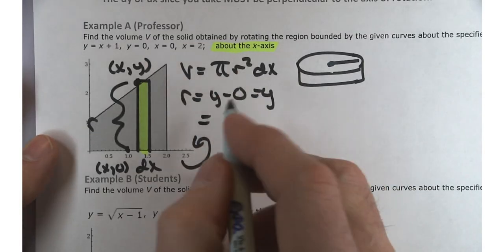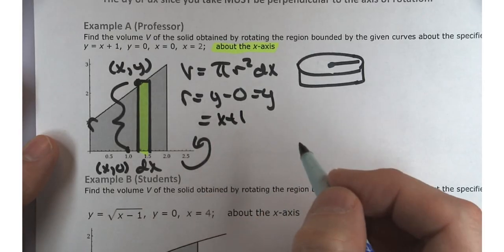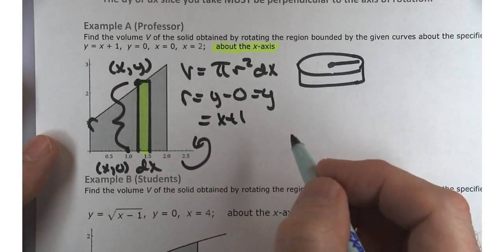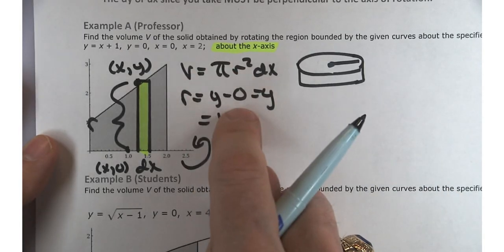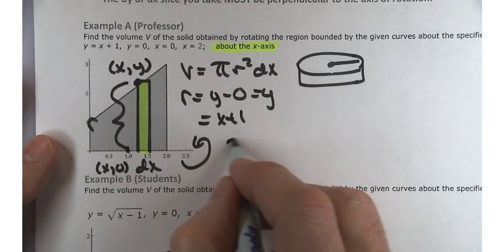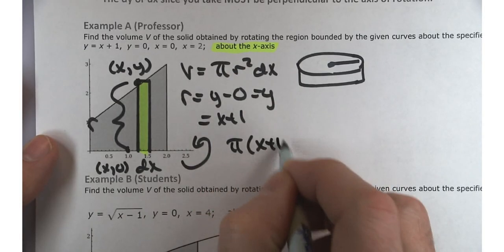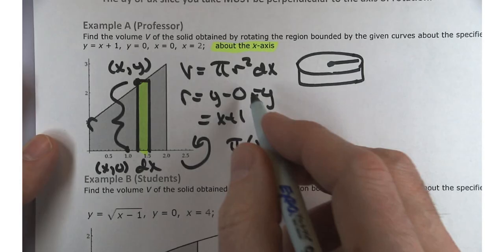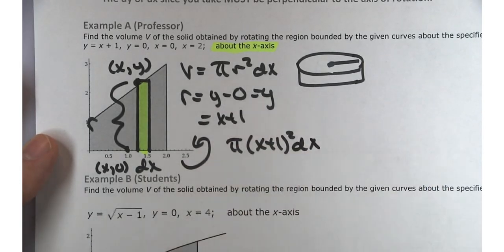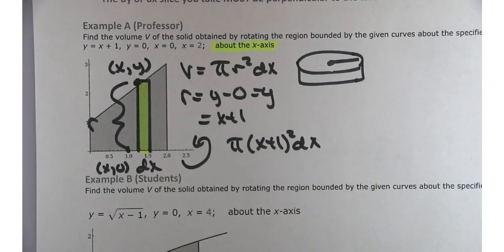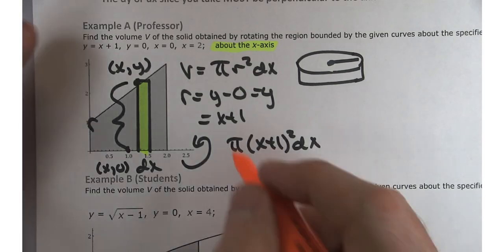X plus 1. So x plus 1 is the radius. And so putting that together with this expression, I get pi times x plus 1 squared times dx. So that's the volume of one disk. I keep on wanting to say washer, but it's a disk. We'll get to the washer stuff soon enough.